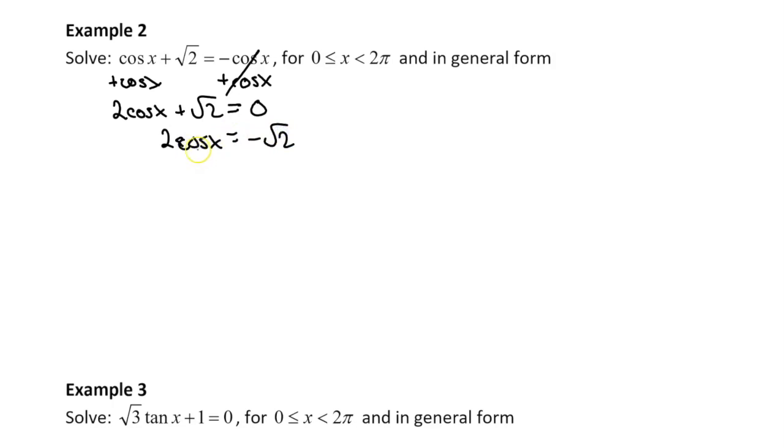And now we want to isolate for cosec, so we'll divide, oh, sorry, my fault. We'll divide by 2, and we'll divide by 2. And cosec equals negative root 2 over 2. Now this may look familiar or it may not look familiar.